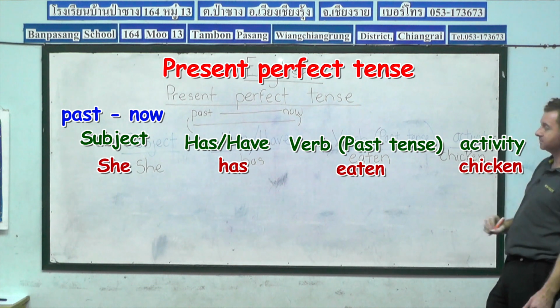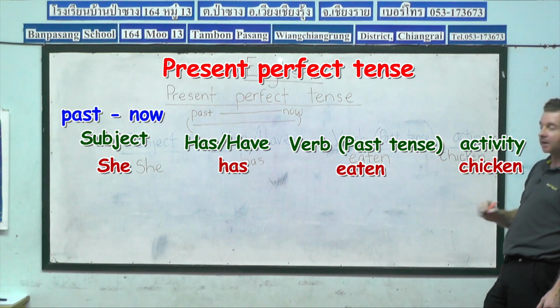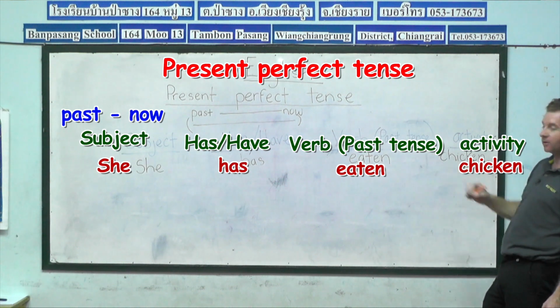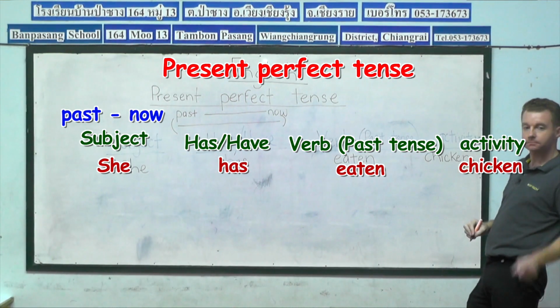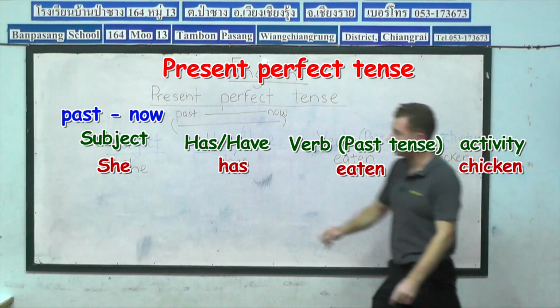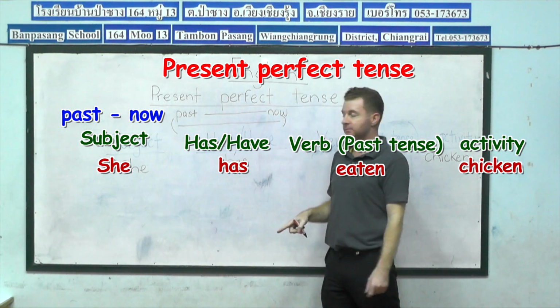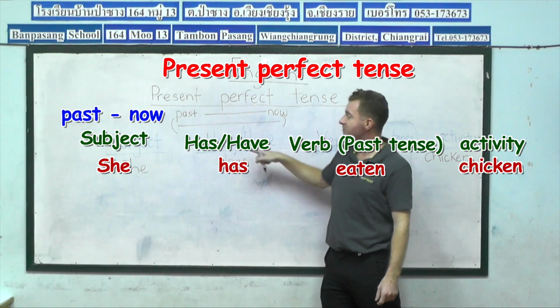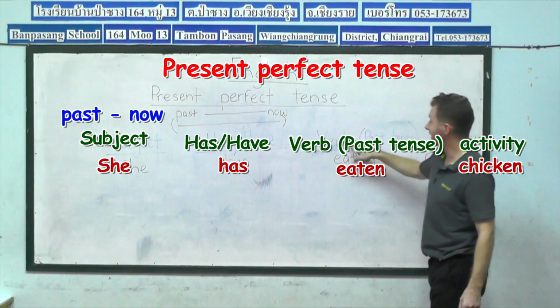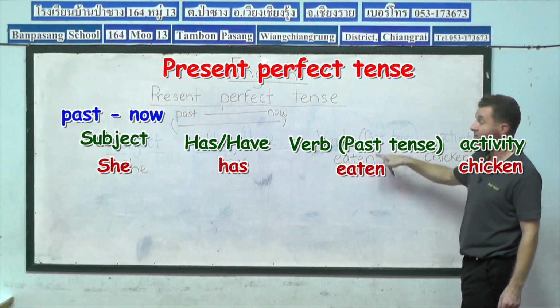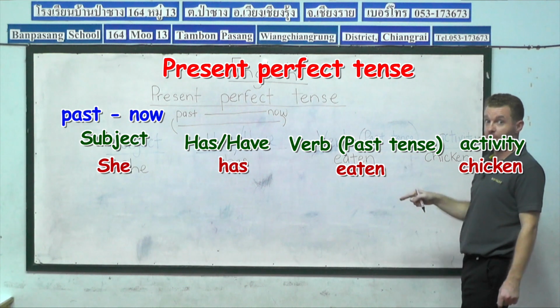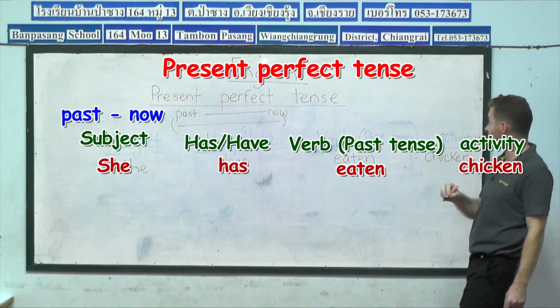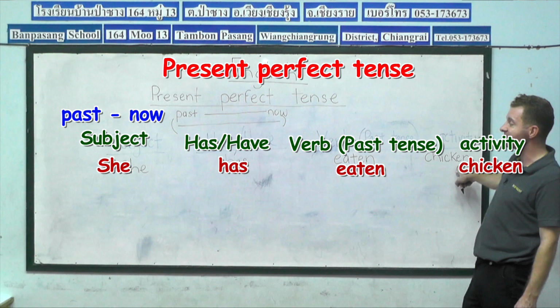So there we go. She has eaten chicken. Get used to that structure. Subject, then has or have, depending on the subject, then the verb, and remember the verb is the past participle, the past tense form of the verb, and finally the activity.